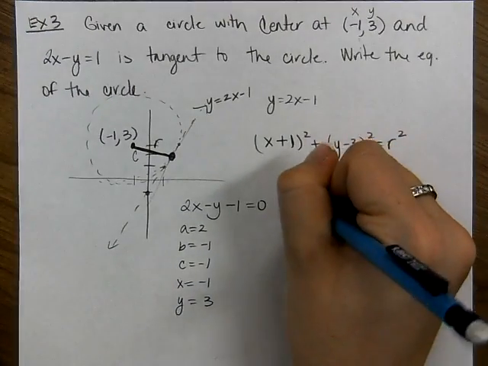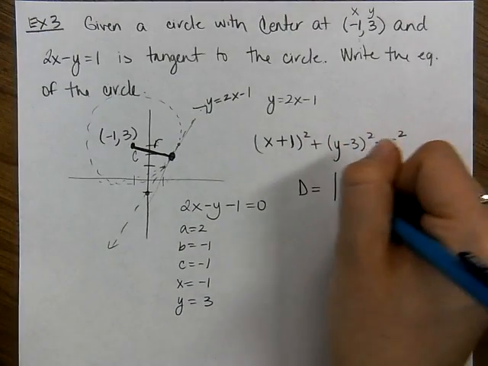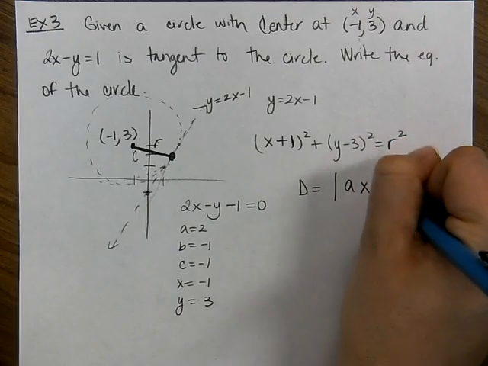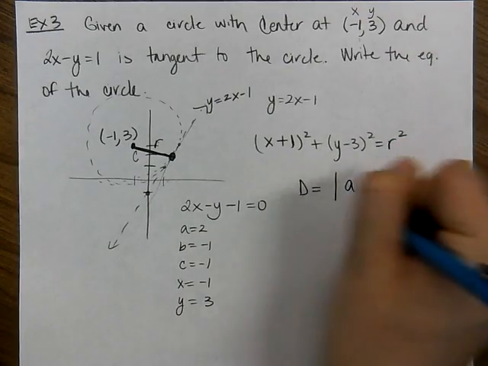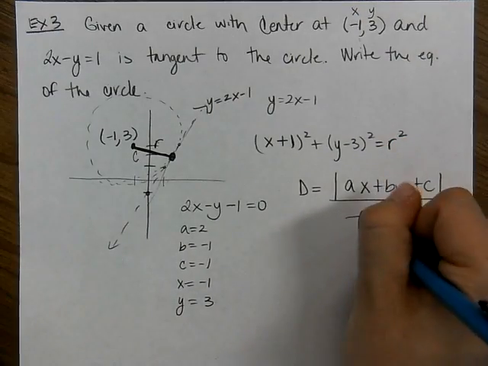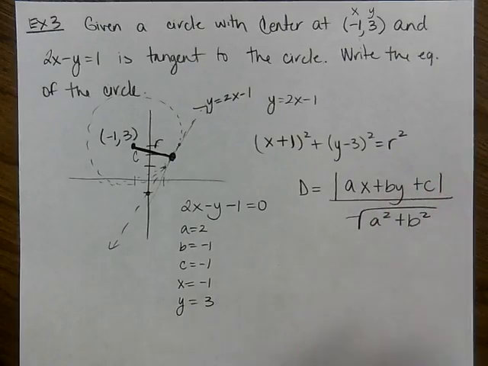Now the equation says that the distance equals the absolute value of ax plus by plus c divided by the square root of a squared plus b squared. So now I know all those pieces. All I have to do is plug it into the formula.